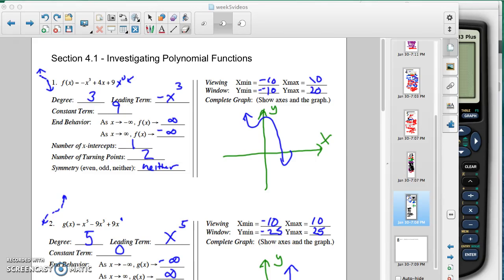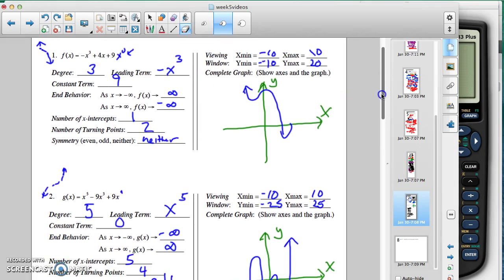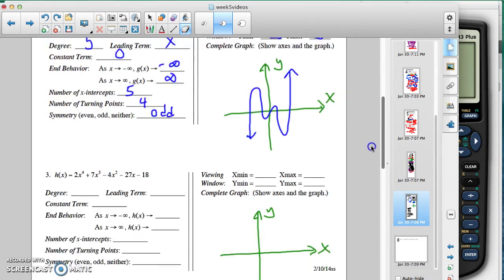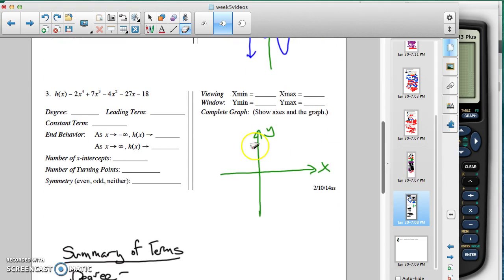Okay, and in this video we're going to continue our investigations of polynomial functions in section 4.1. We had completed the first two examples. We're going to take a look at the third example here. H of x is equal to 2x to the fourth plus 7x cubed minus 4x squared minus 27x minus 18.